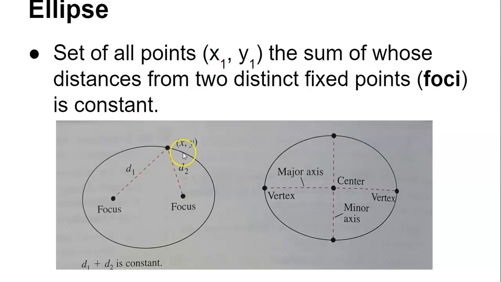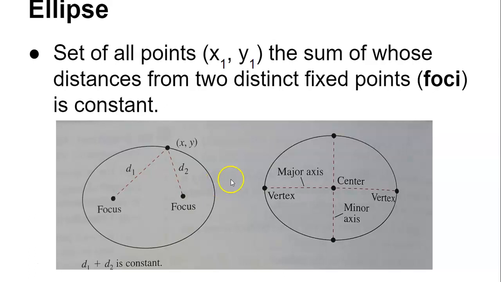So if I pick another point, say over here somewhere, then the distance from this point down to this focus is longer than this one, but the distance from here to this focus is shorter than this one. The sum of the two distances, no matter which point I pick, would all be the same.